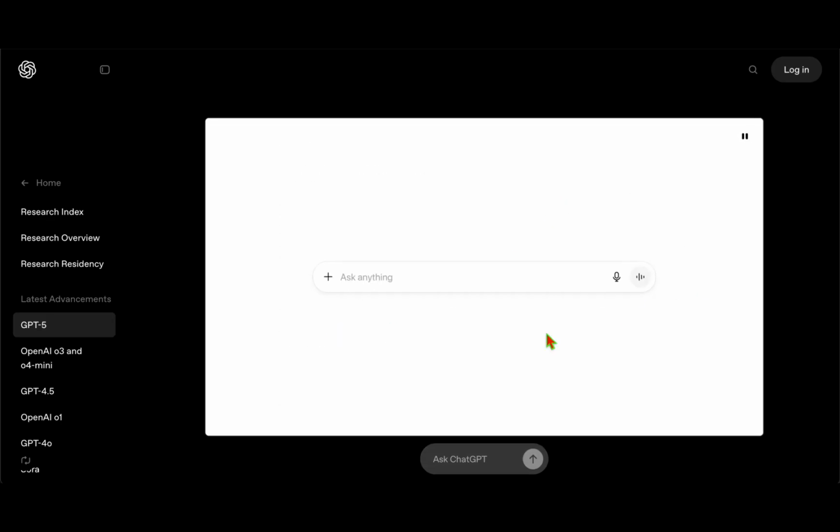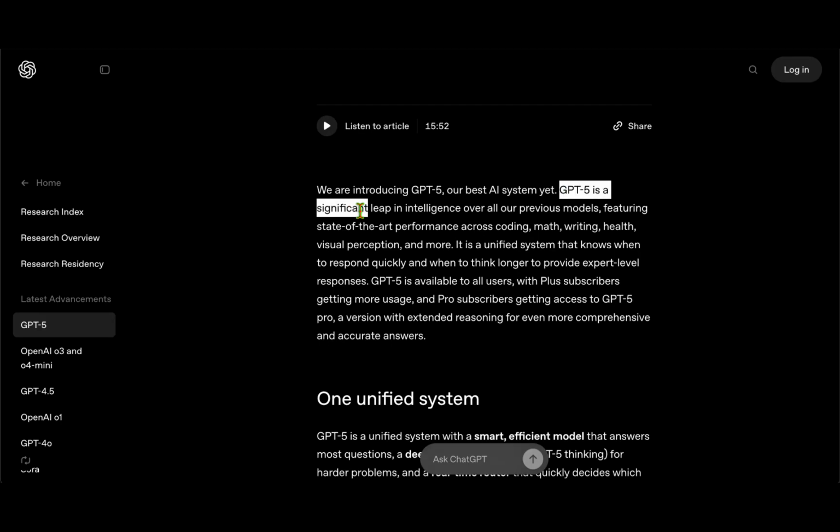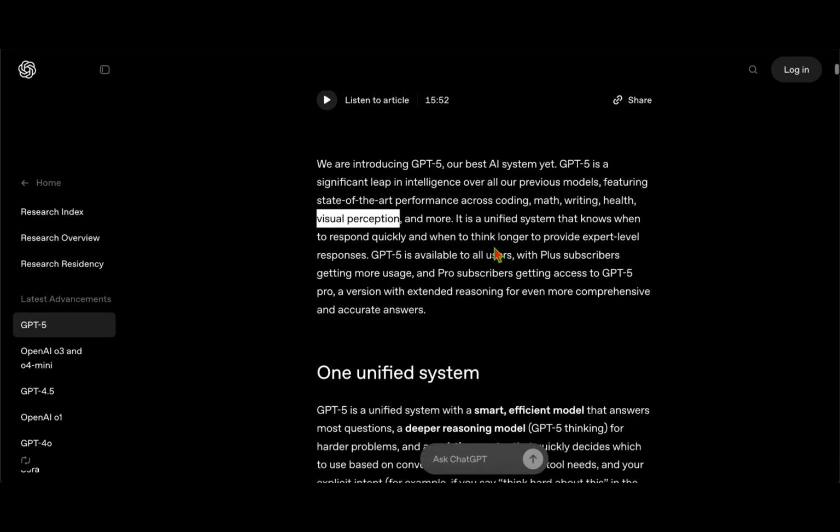It's great at coding. And GPT-5 seems to be a significant leap in intelligence over their previous models, featuring state-of-the-art performance in coding, math, writing, health, visual perception, and more. So it is a multimodal model. It can do visual perception also.